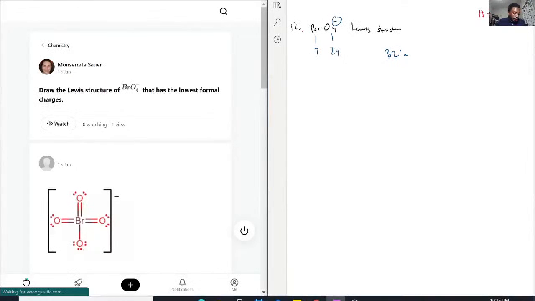So now let's see what we can do with this. Considering that we have only 1 bromine, I'm going to go ahead and put this in the middle for the BrO4.